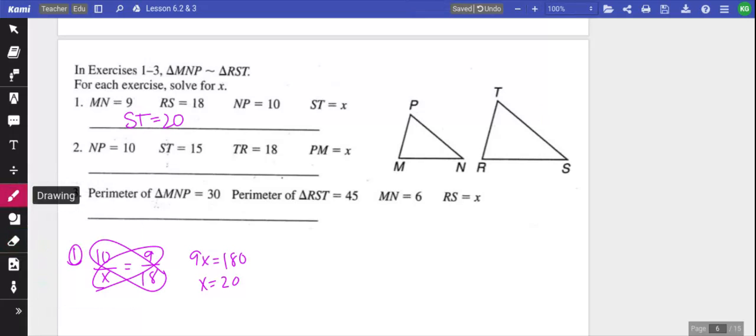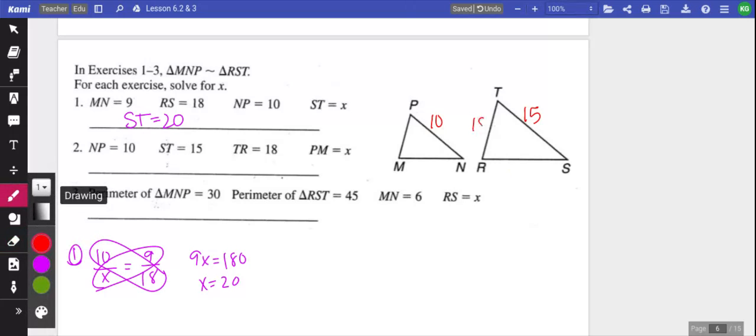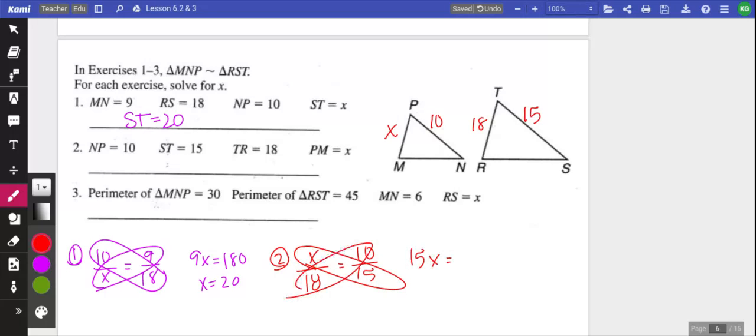On number 2, I have NP is 10, ST is 15, TR is 18, PM is X. So it doesn't matter how I do it as long as I keep them in consistent order. So if I do X over 18, then I can do 10 over 15. So 15X equals 180. Divide each side by 15, and X is 12.